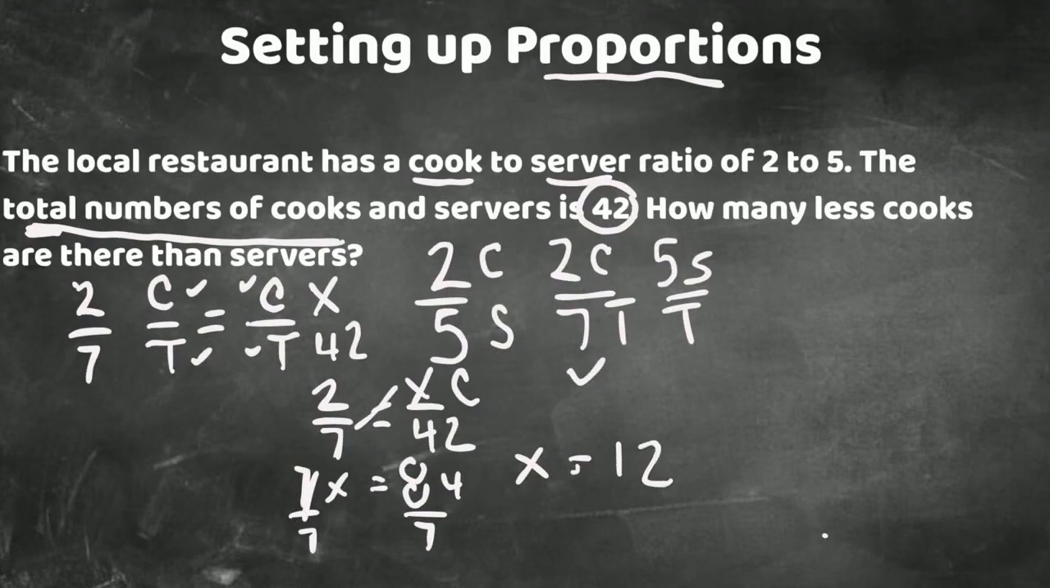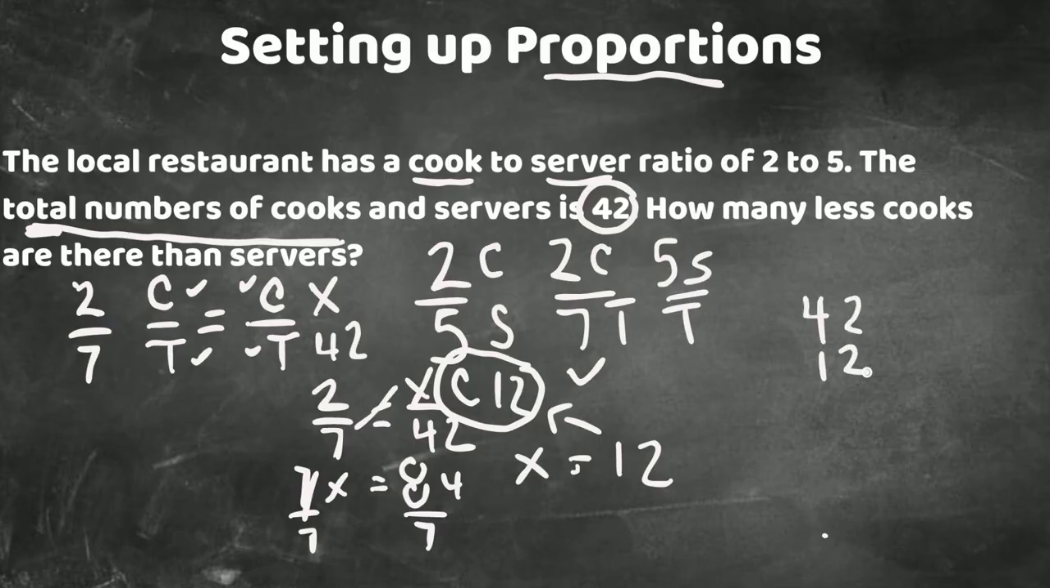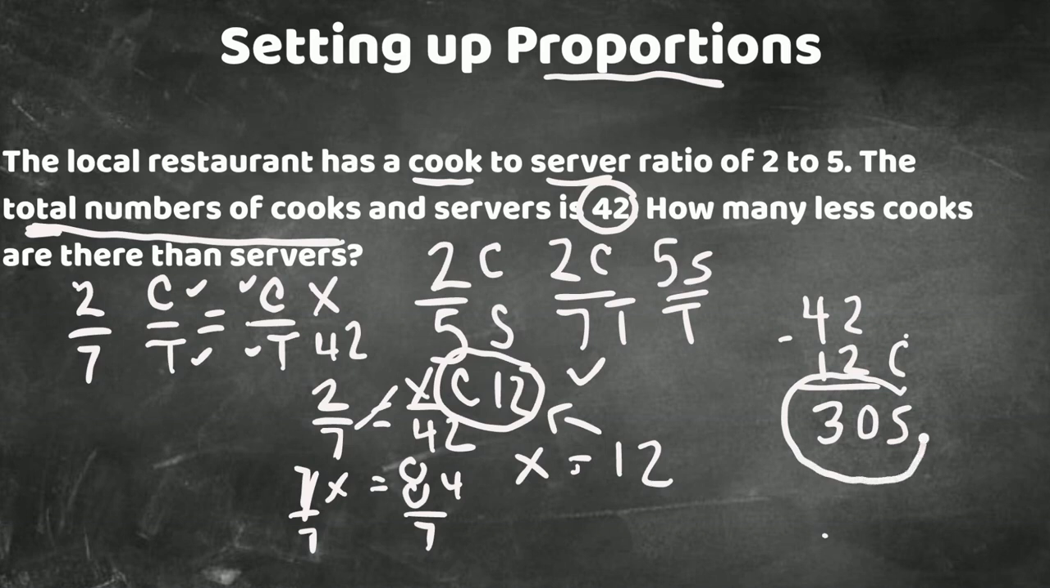So let's fill in, what does this x tell us? It tells us the number of cooks. So out of 42, we have 12 cooks. So how many less do we have? Well, 42 minus 12, we have 30 servers. So we have 30 less cooks than servers because we have 30 servers and 12 cooks.